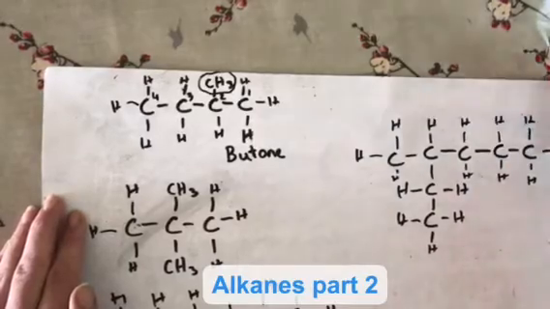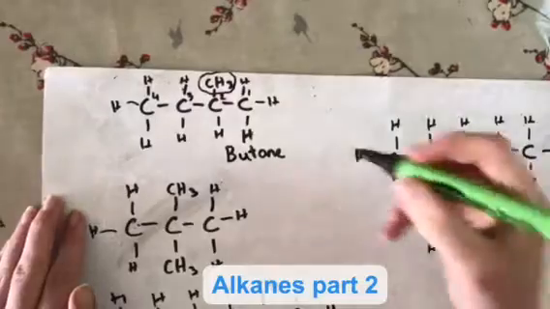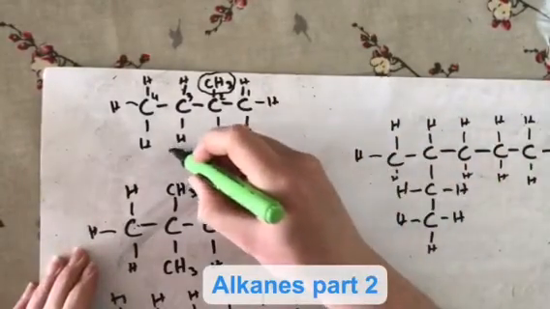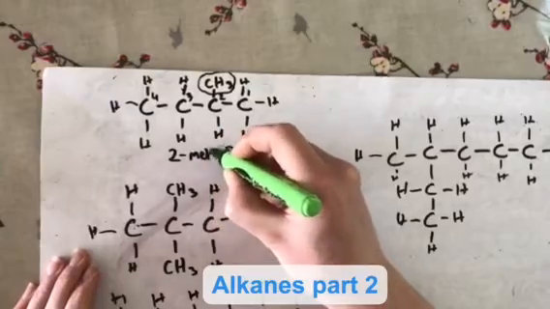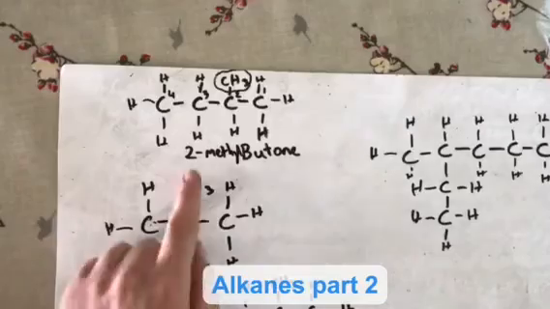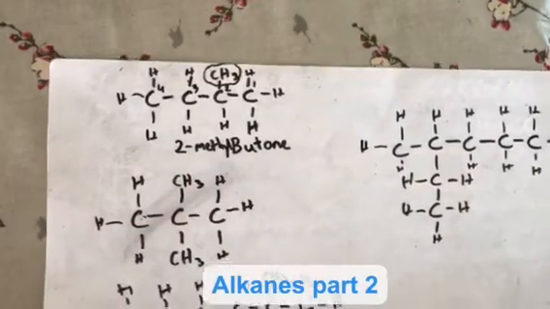So now I have to write the full name, and it's going to be 2-methylbutane. That's how we name that. 2 is the position that the methyl group is on. Butane's the length of the carbon chain. Let's look at this one here.